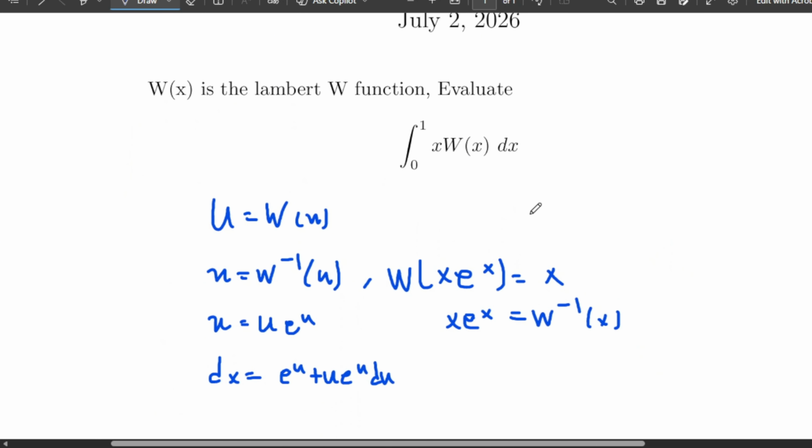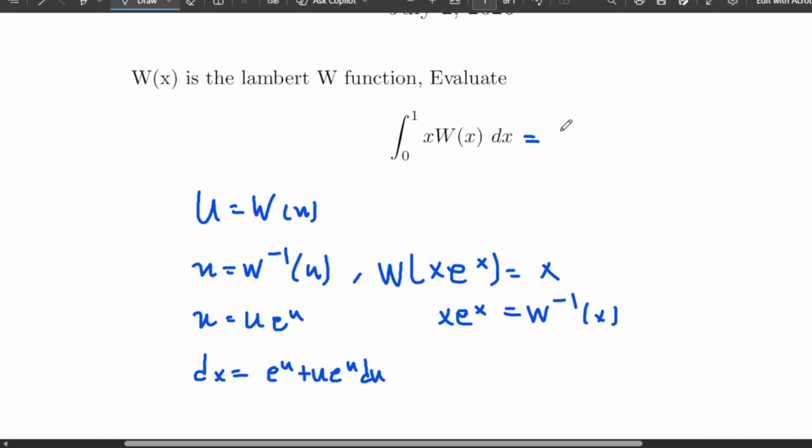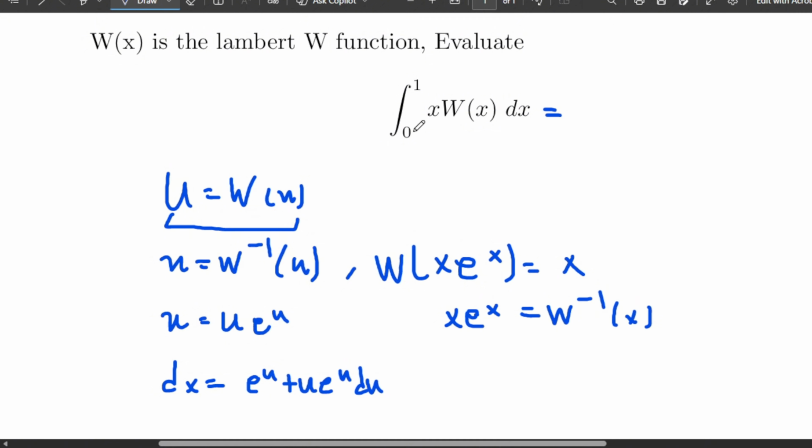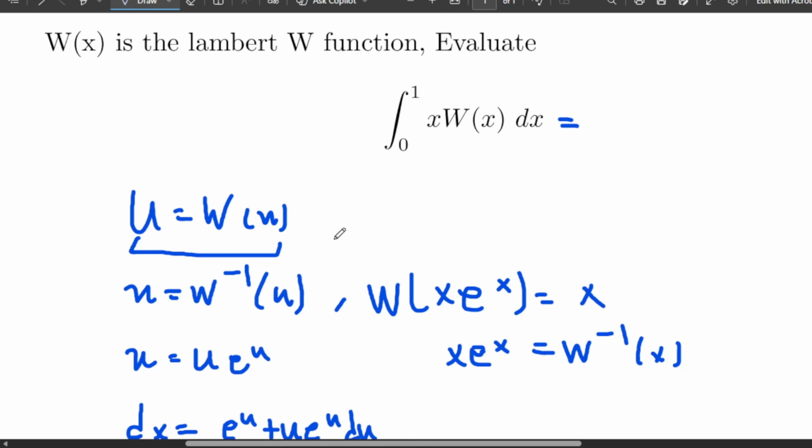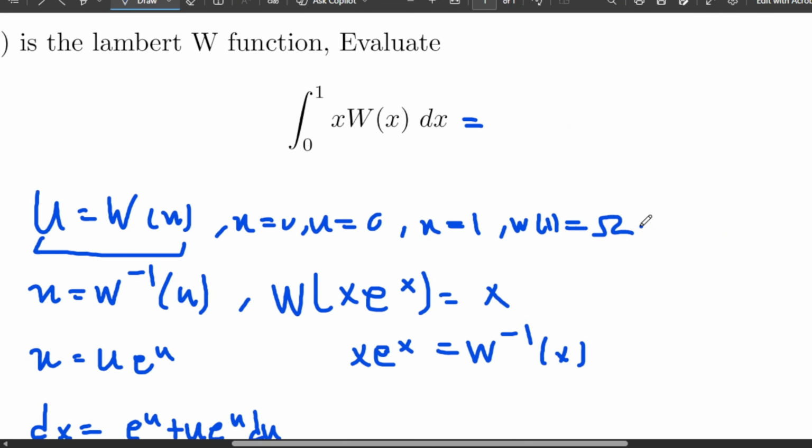That's our dx. So this integral would be, wait, u equals W(x), so the values of the limits have to change. While x equals 0, then u equals W(0), which is 0. If x equals 1, W(1) would be the omega constant. Okay, it's approximately 0.58.